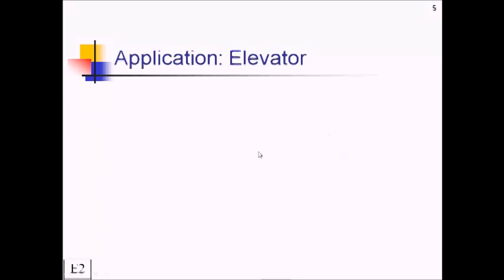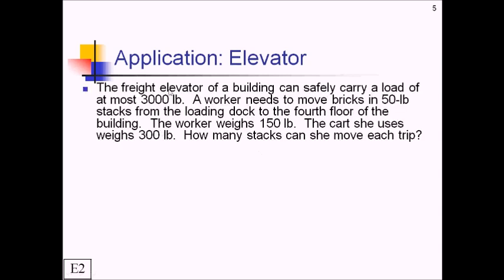Let's see if we can use inequalities in a real-life setting. Let's say we have a freight elevator of a building, and we're loading bricks into this elevator. We can safely carry a load of at most 3,000 pounds. A worker needs to move bricks in 50-pound stacks, and let's see, the worker weighs 150 pounds. The cart she's using weighs 300. How many stacks of bricks can she move each trip?